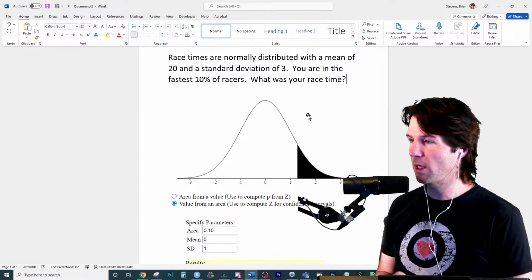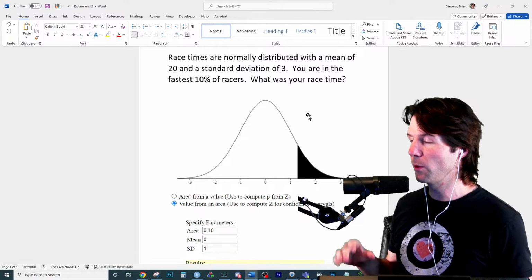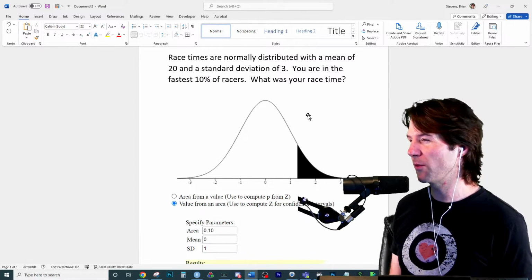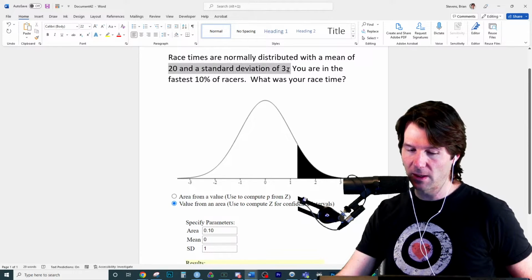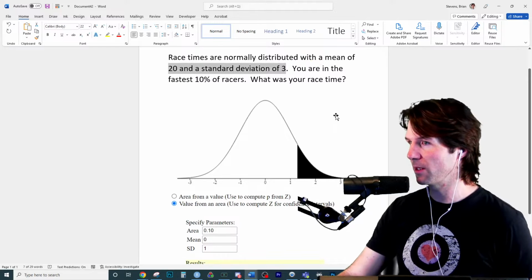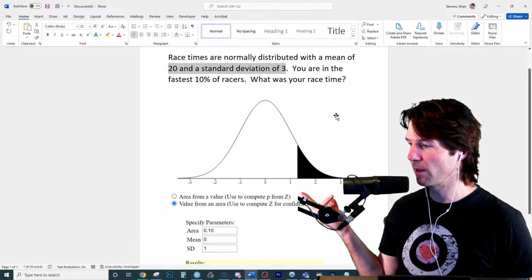So always think about what it is asking you, because it's easy to just flip the curve or do something wrong. If you want to take a guess right now, I can tell you if you're kind of close. Now, if you see another mean and another standard deviation, what should you probably do? Look, you have the standard normal curve.